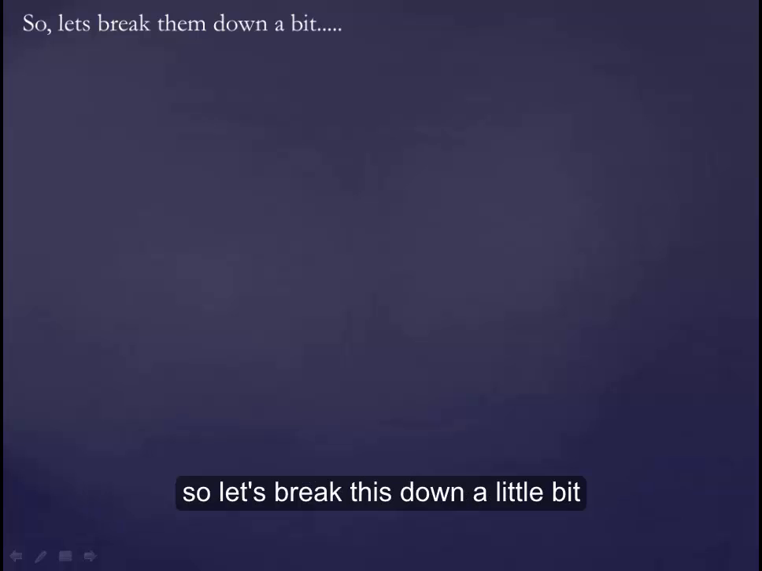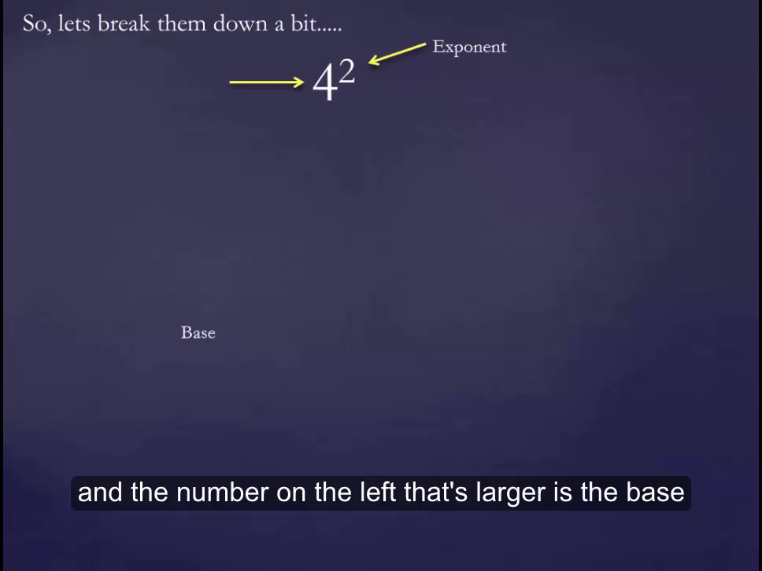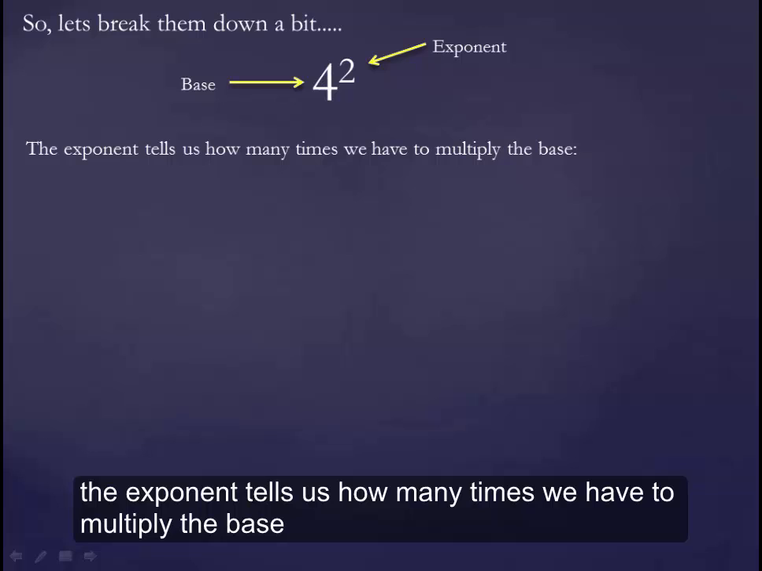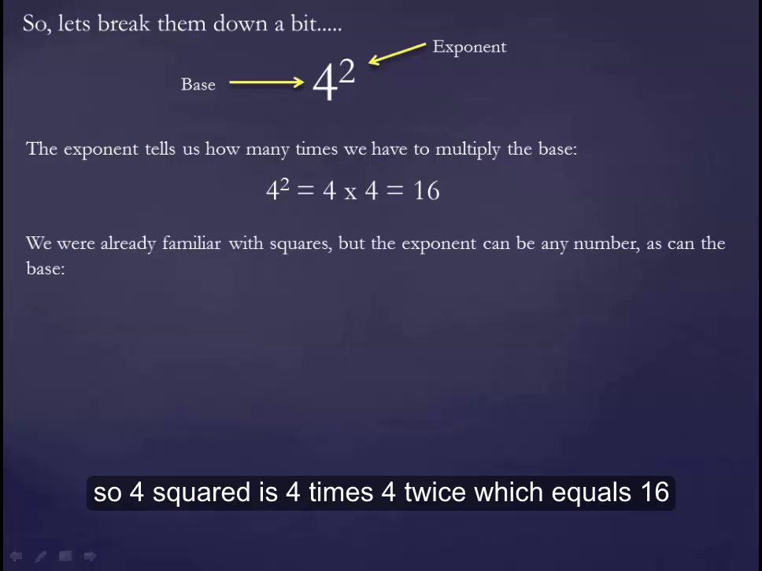So let's break this down a little bit. If you see this kind of notation, the number on the right that's smaller is the exponent, and the number on the left that's larger is the base. The exponent tells us how many times we have to multiply the base. So 4 squared is 4 times 4, that's twice, which equals 16.